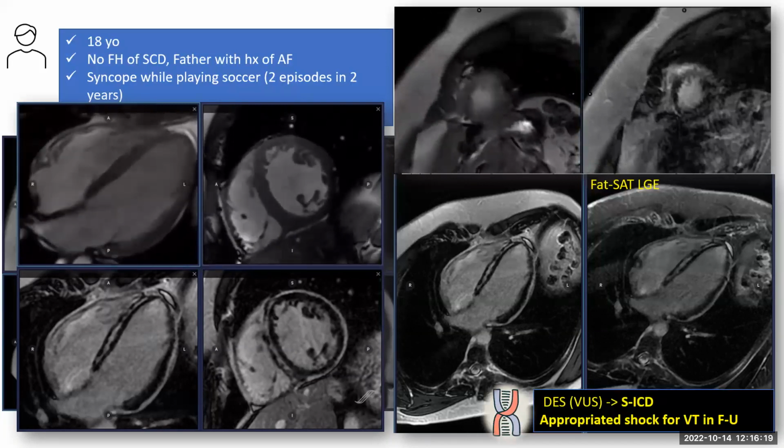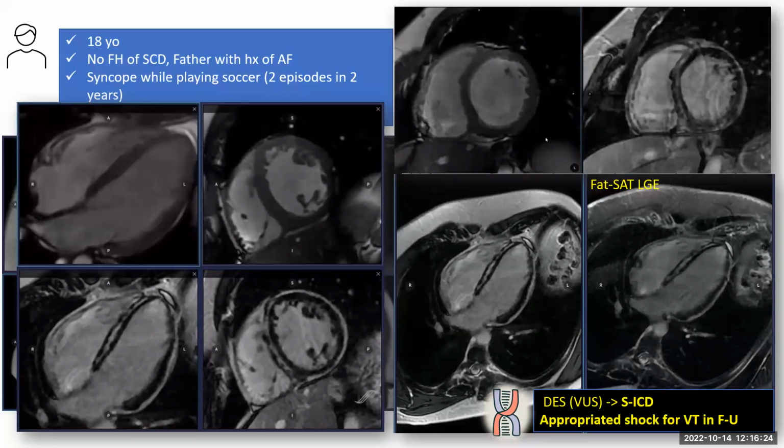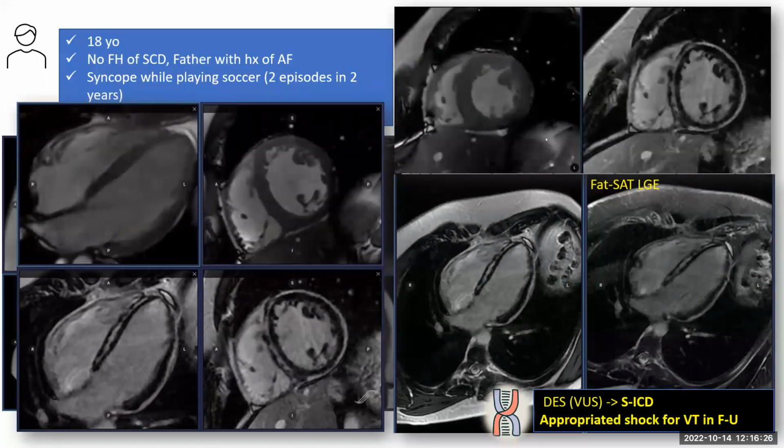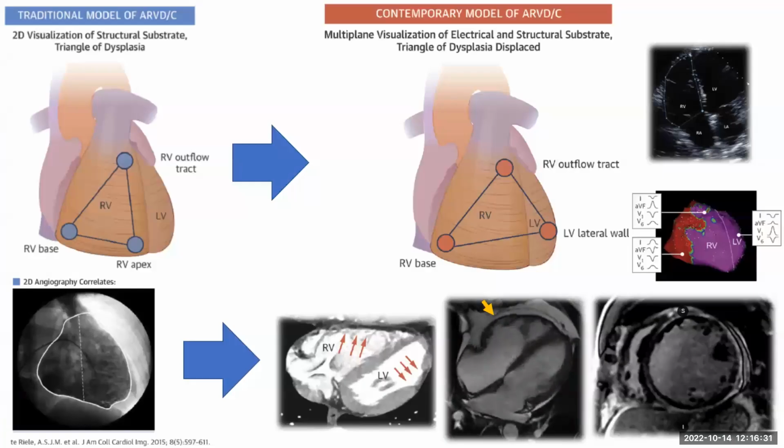In this patient, the genetic test was positive for desmin mutation, and taking all in consideration, a subcutaneous ICD was recommended and implanted. At the follow-up, the patient presented an appropriate shock for VT. So we're currently leaving behind the traditional model of ARVC and the triangle of dysplasia to embrace a more contemporary one that considers the common LV involvement of the disease and the DCM-like arrhythmogenic phenotype, along with the use of multimodality imaging for the diagnosis.